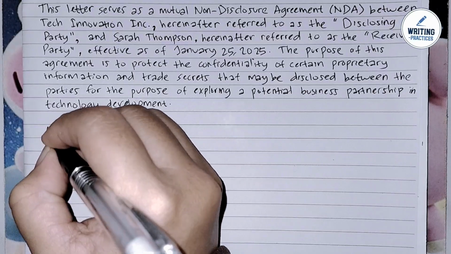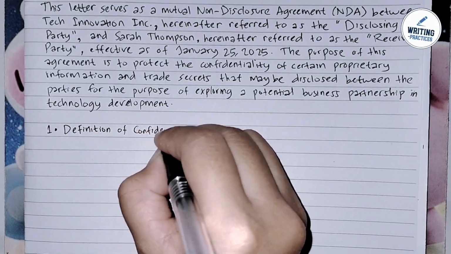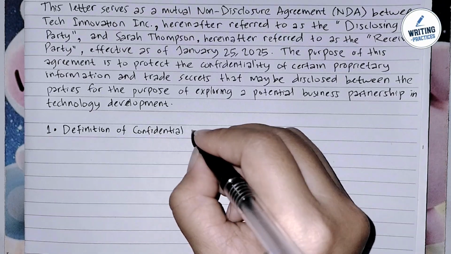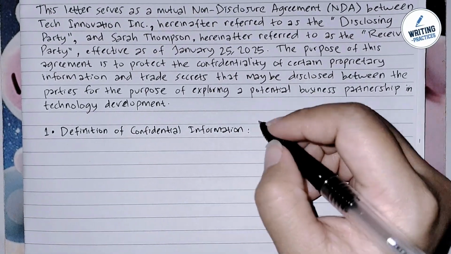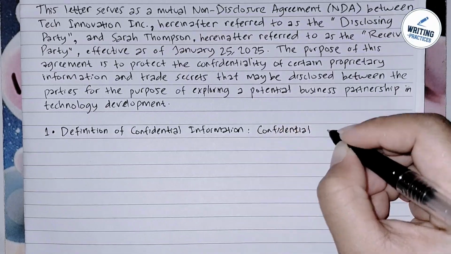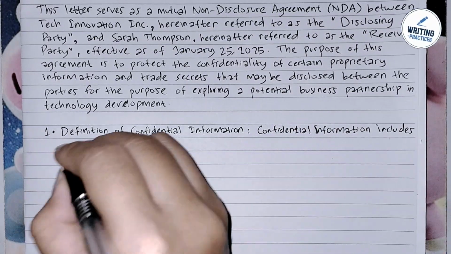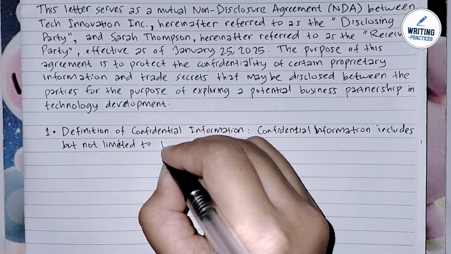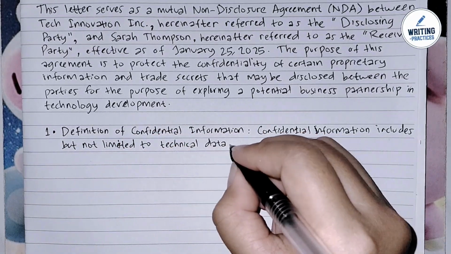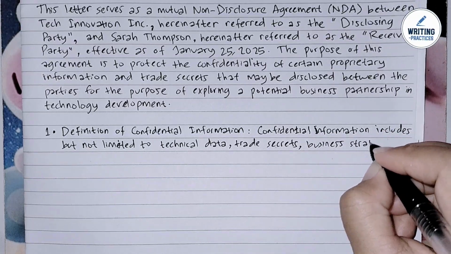In the second paragraph, you will have to write some points of the agreement. In this letter, the agreement has 5 points, with some sub-points. Let's check this out. The first point is about the definition of confidential information. Here, you can define what constitutes confidential information under the agreement. Of course, this is a critical section, because it clarifies the scope of what is protected under the NDA.